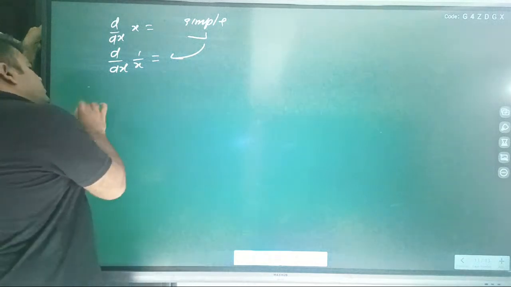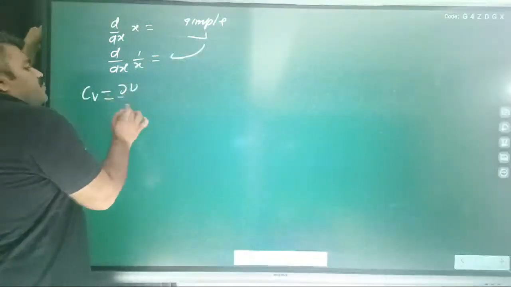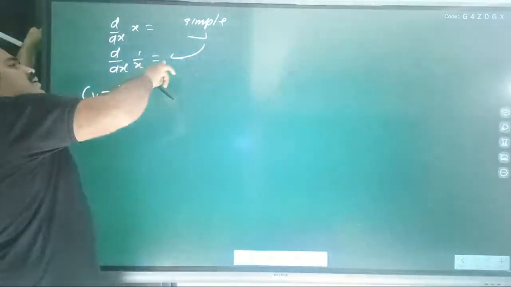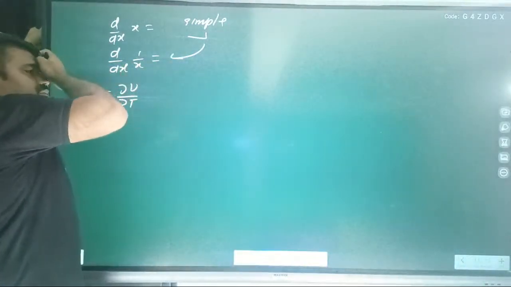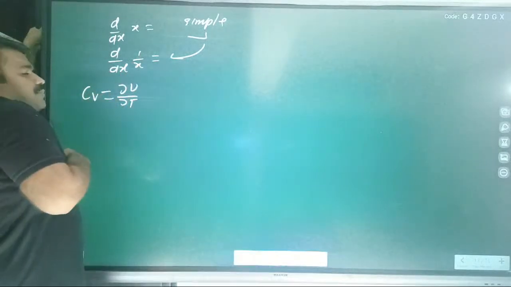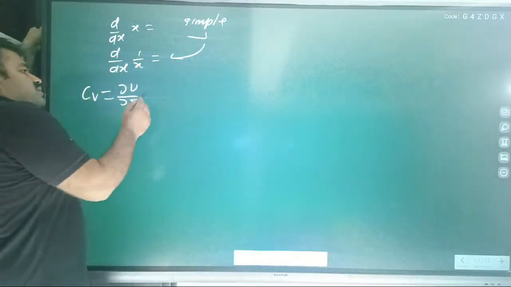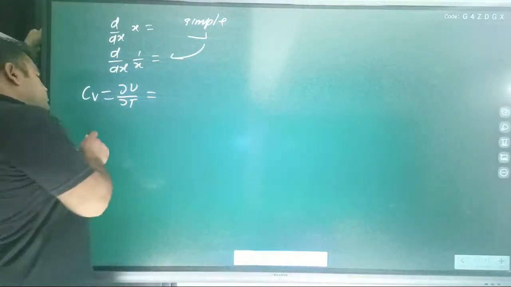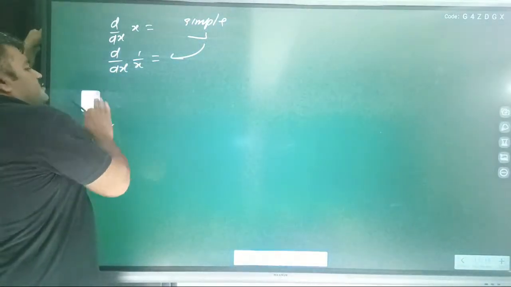हमारे पास क्या है, CV है, और CV is equal to dU upon dT. मतलब हमें क्या बोलना है कि we can find out the numerator derivative is the simplest one as compared to the denominator part variables. Okay. तो हम ऐसे चेन रूल यूज कर सकते हैं। Which one is the chain rule? Suppose CV is equal to or anything.